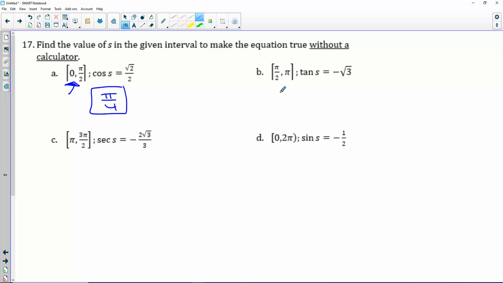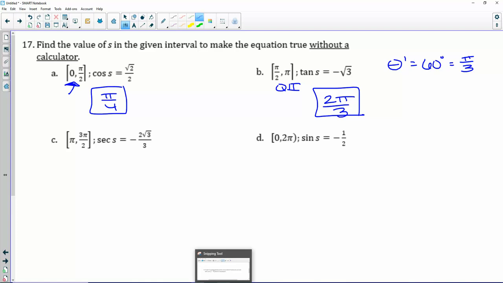If I say pi over 2 to pi, what quadrant is that? 2. So it's harder to just look at the ordered pair, but we could think about reference angles. When is tangent radical 3? 30 is radical 3 over 3, so 60. And we know 60 is pi over 3. So in the second quadrant, top is 1 less, so it would be 2 pi over 3. All right, if you are between pi and 3 pi over 2.